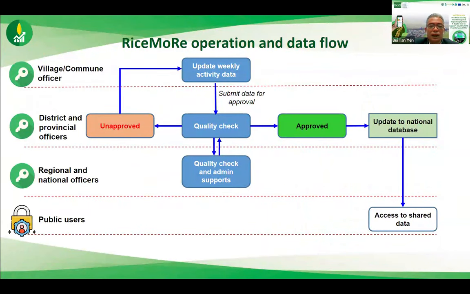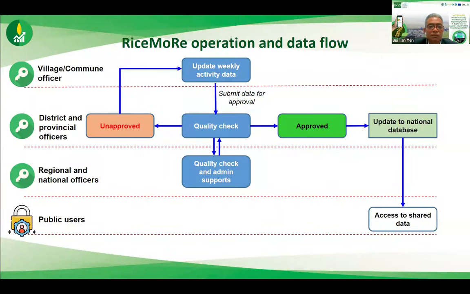In this graph, I would like to show you how RiceMoRe operates and the data flow. As I mentioned earlier, at the village or commune level, the officer will log into the system and update weekly activity data. The data will automatically be sent as a request to the next level, the district and province level officers. Once they see the request, they will check the quality of the data. When it's approved, it's automatically updated to the national database.